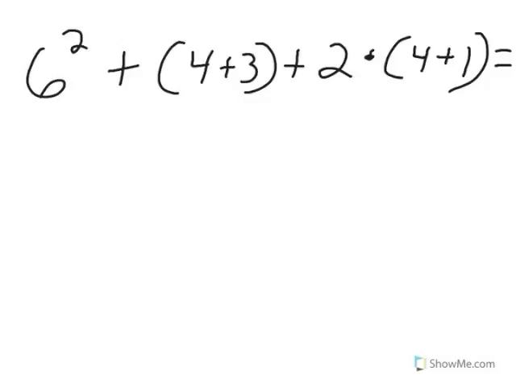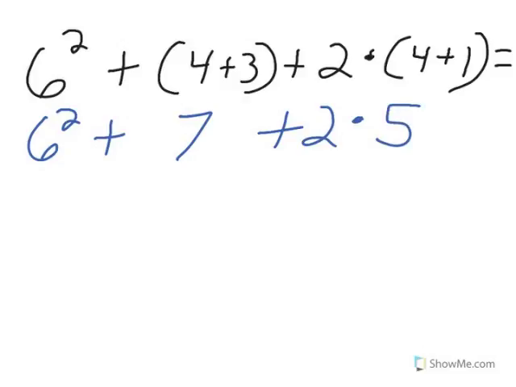Now we have a trickier one here. We have 6 squared plus 4 plus 3 in grouping symbols plus 2 times 4 plus 1 in grouping symbols, in parentheses. So, GEMDAS, grouping symbols first. Keep this here, 6 squared plus 4 plus 3 inside here is 7 plus 2 times 4 plus 1 inside the grouping symbols is 5 equals.